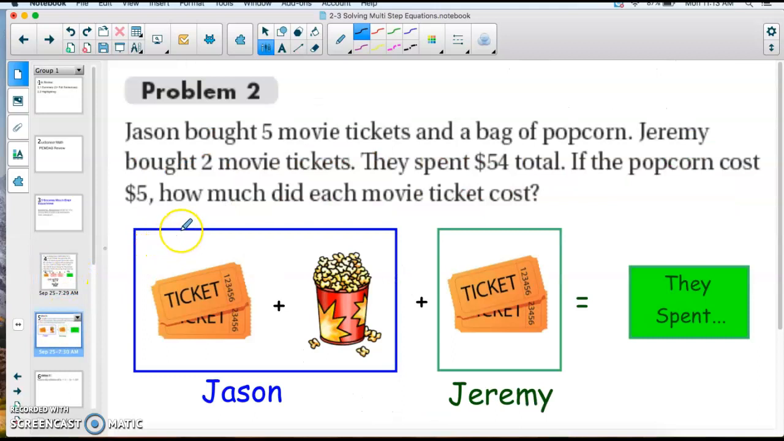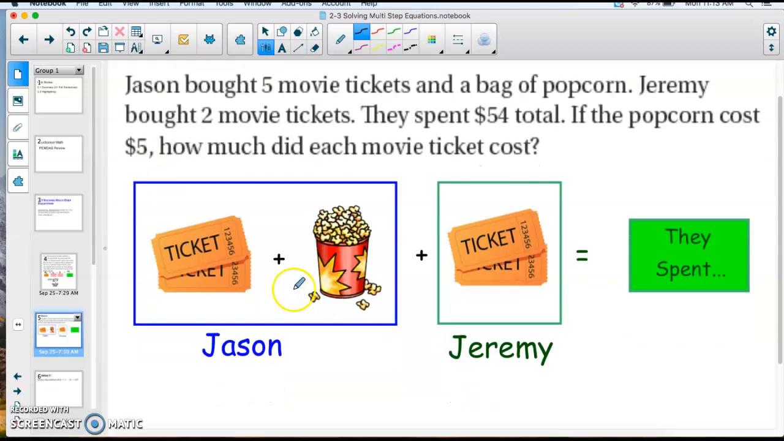All right, here's another ticket-related question. Jason bought 5 movie tickets and a bag of popcorn, because he didn't sneak any candy into the movies, apparently. Jeremy bought 2 movie tickets, and together they spent $54 total. If the popcorn cost $5, how much did each movie ticket cost? So Jason bought 5 tickets, so 5 times whatever the cost of the ticket was. And he bought popcorn. The problem gives us the cost of popcorn: $5. That's pretty cheap popcorn.